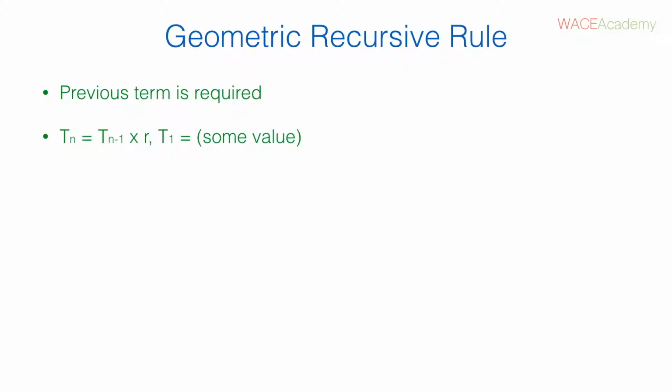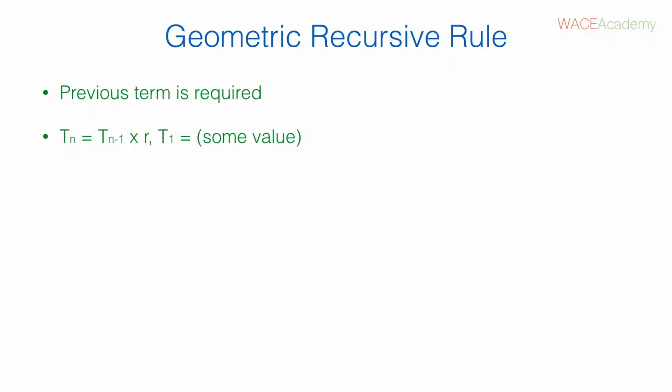Just as we have with arithmetic sequences, there is also a geometric recursive formula that allows us to calculate the next term if we know the previous term, which we call the geometric recursive rule. It can be written as Tn is equal to Tn take 1 multiplied by R, with T1 equal to some value. So as we can see, unlike with our arithmetic recursive rule, where we added or subtracted a value to Tn take 1 to find Tn, we are now working with geometric sequences, so we'll be multiplying or dividing Tn take 1 by R to find Tn.